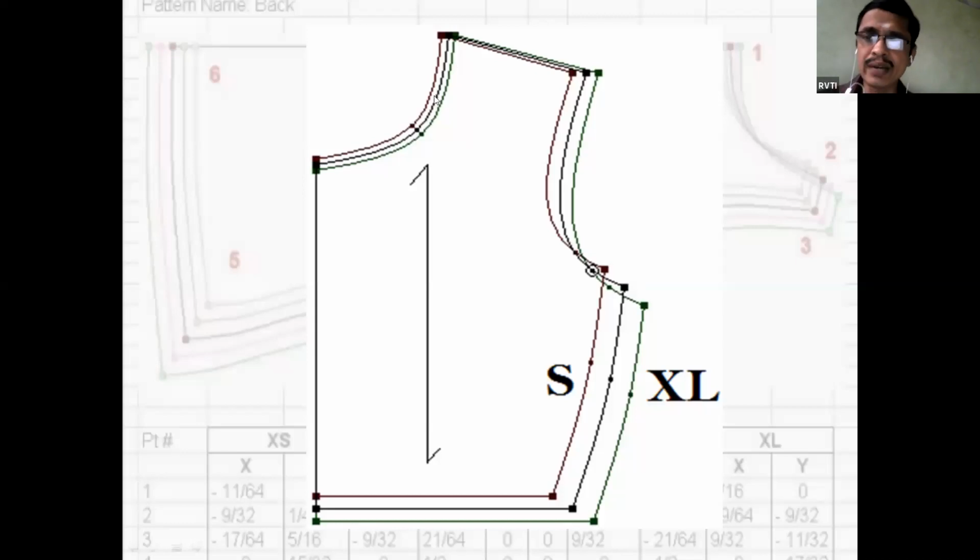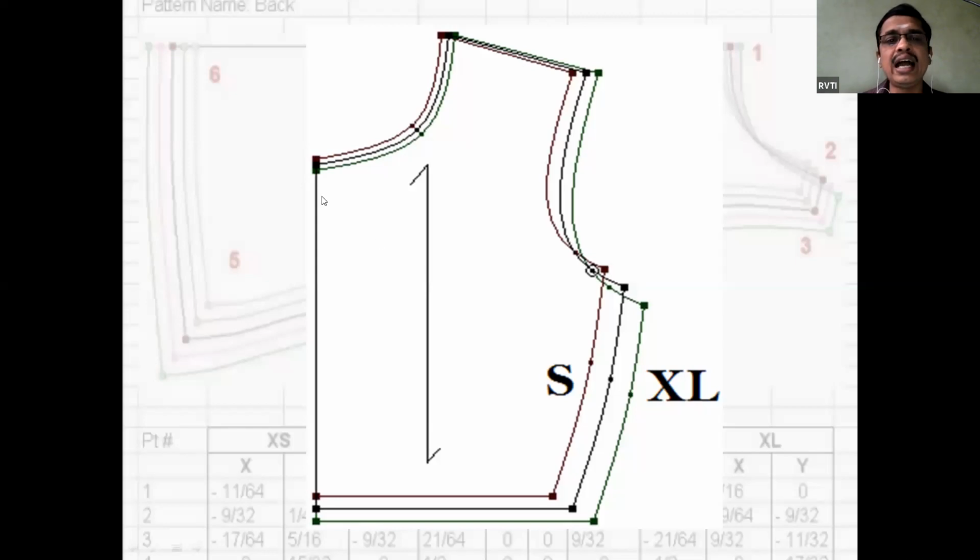For the S size pattern, I am drafting some measurement with the help of the measurement chart. I am applying some measurement for neck width and neck depth. And for M size, I should know how much I can apply as neck width and neck depth. Then the difference is known as increment. Already we discussed it. I should know about increment in all the areas: how much increment I have to apply for neck depth, neck width, shoulder, like that.